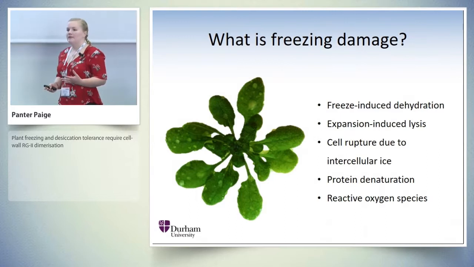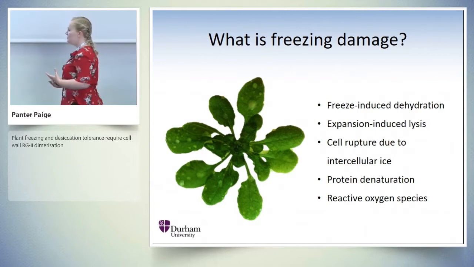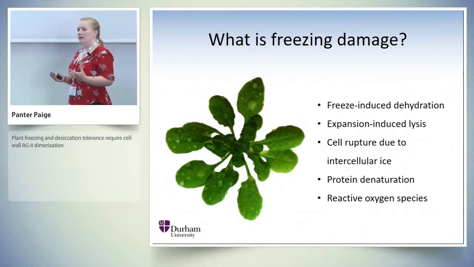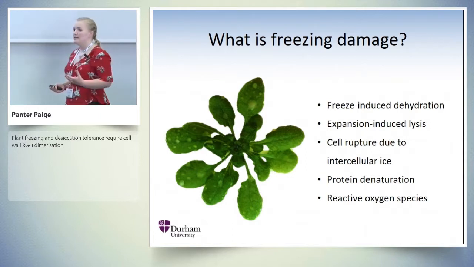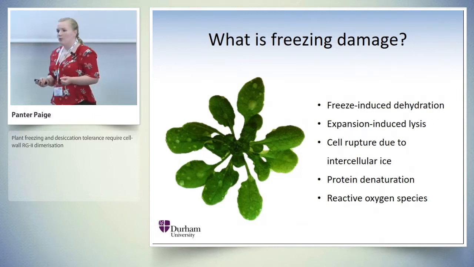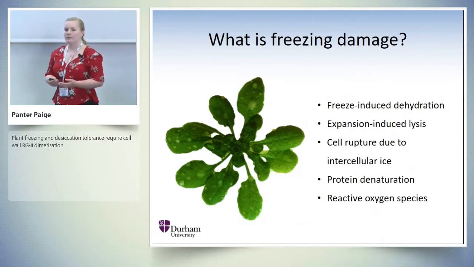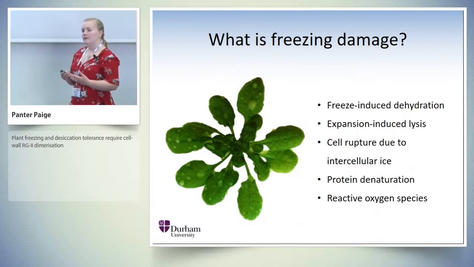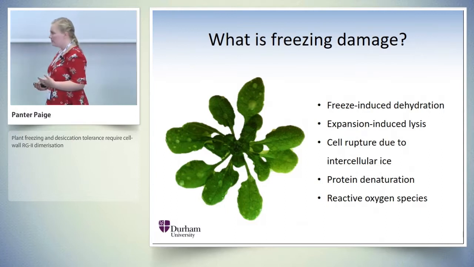So what do I mean when I say freezing stress? What happens in the plant to incur damage during freezing? Well, there are several aspects that happen during freezing to damage the plant, and one of those is actually dehydration. And this can happen in a few ways. So as water freezes in the soil, the plant doesn't have access to water for metabolism and this experiences dehydration.